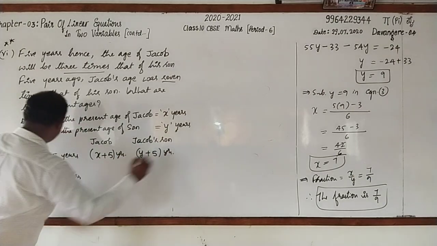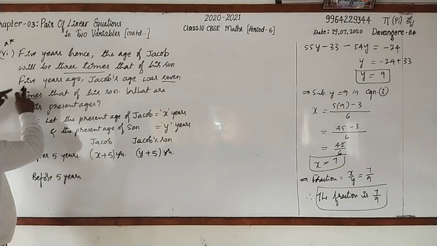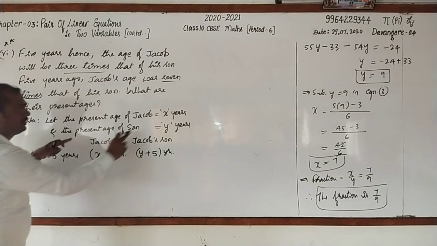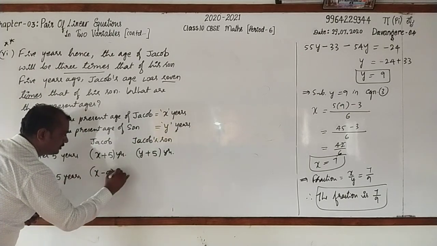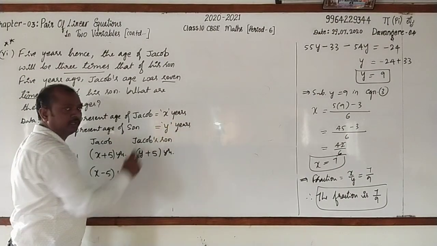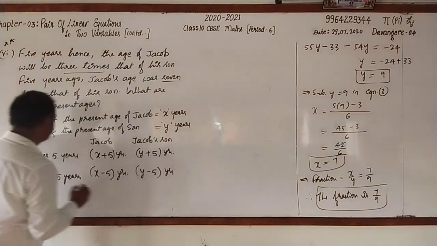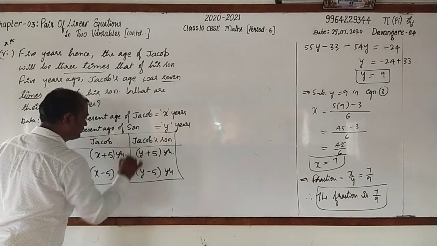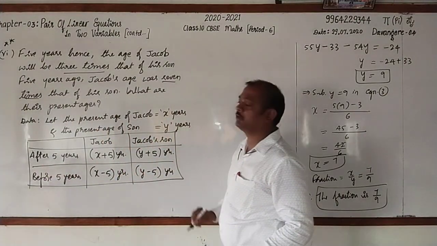Next. Before 5 years, that is 5 years ago, see that? Five years ago, Jacob's age was 7 times. Let us consider that later. Present age of Jacob is x. Five years ago, his age was x minus 5 years. And son's present age is y years. Five years ago, y minus 5. I am just going to draw the table. It will be easy to understand. Yes. Now, let us move on to the given statement.